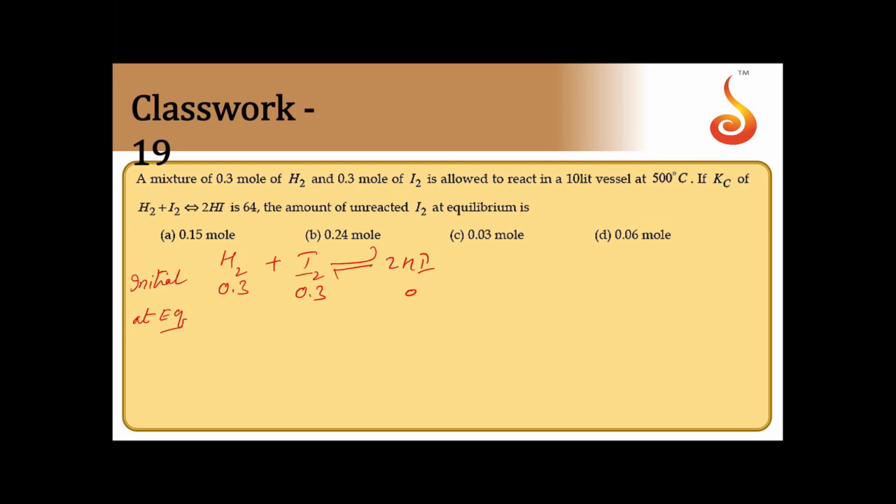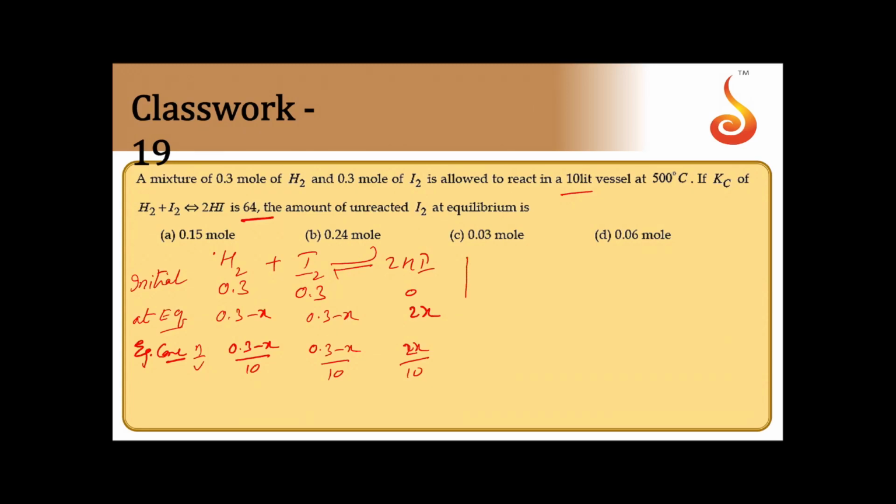Let us assume that X moles are reacting. So 0.3 minus X, 0.3 minus X and 2X will form here, because 1 mole gives us 2 moles on stoichiometry. Then equilibrium concentrations: nothing but n by V, number of moles by volume. Volume is 10 liters. So it is 0.3 minus X by 10, 0.3 minus X by 10, 2X by 10. So these are the equilibrium concentrations.